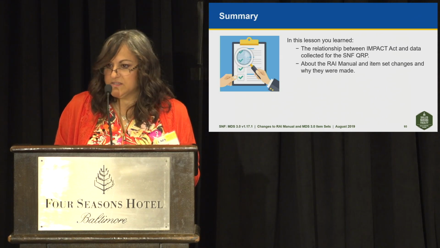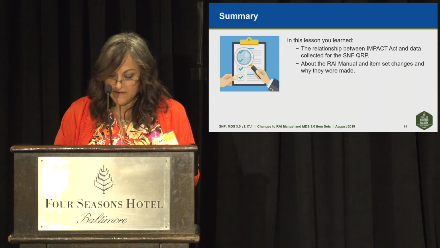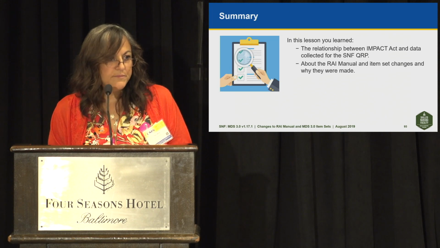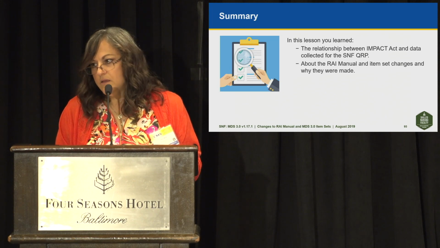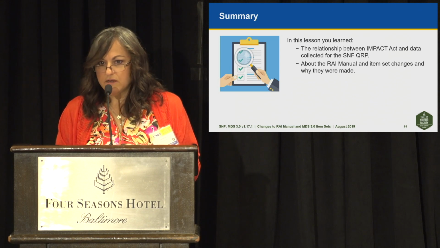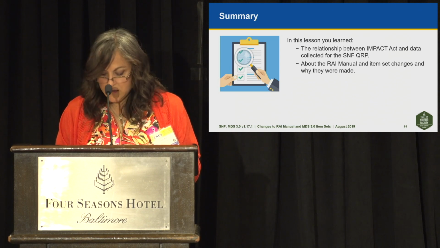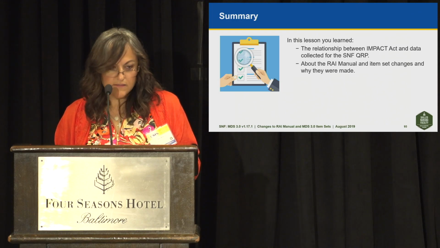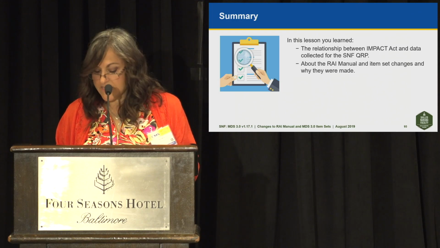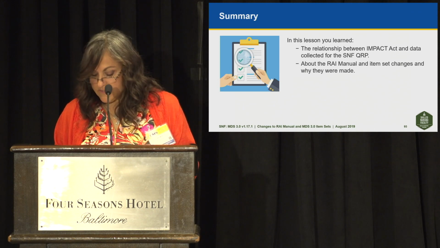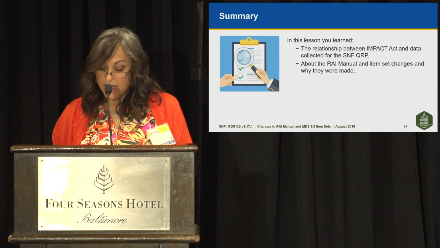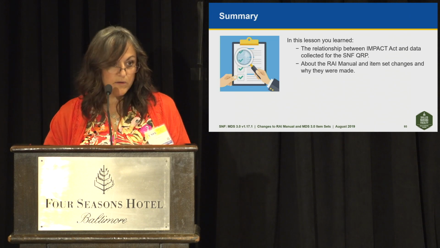So I realize that this was a lot of information to take in. I do encourage you to thoroughly read through Chapter 2 and Chapter 6 because of the massive changes that occurred in those two chapters. But I do hope that you did learn in this lesson the relationship between the Impact Act and the data that's being collected by CMS for the SNF QRP about the RAI Manual item set changes and why they were made.